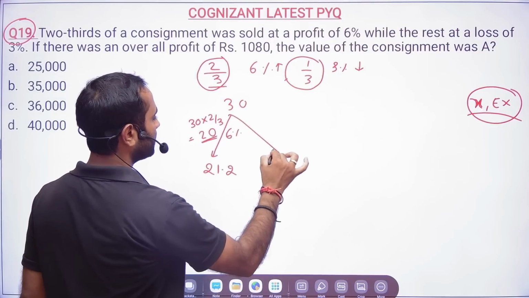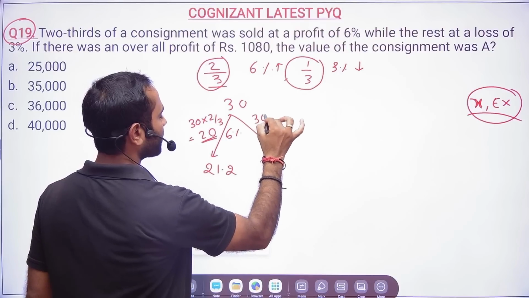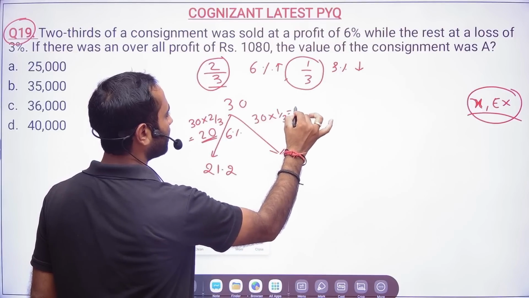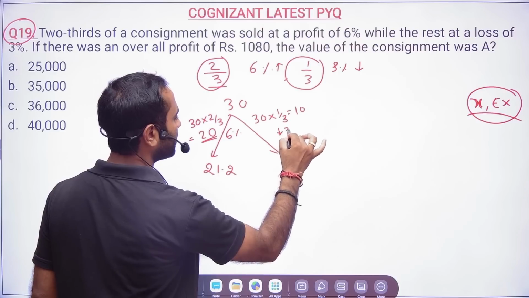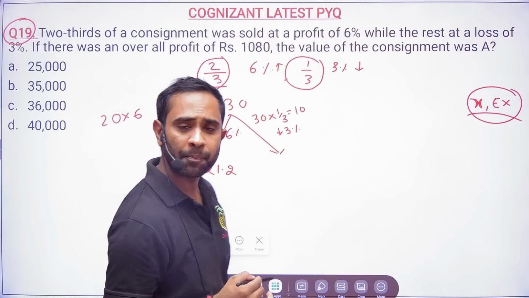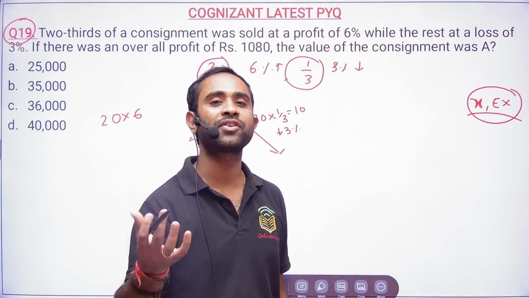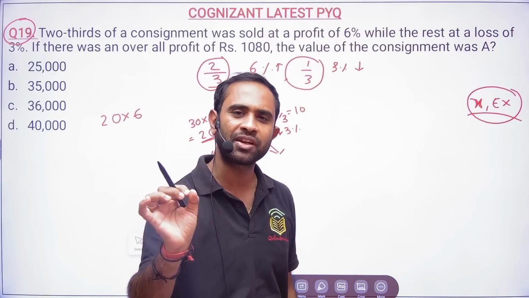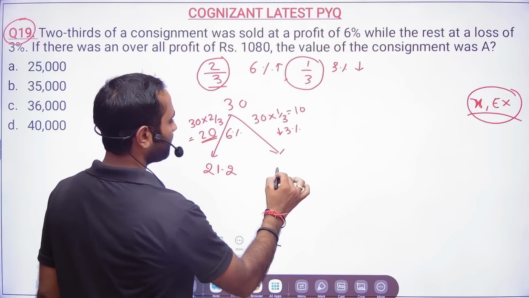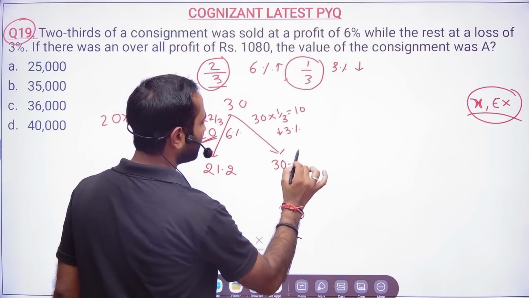Okay. Then 1/3 is nothing but 10. So this you are selling at 3% loss. So 3% of 30 will be 9, but 30% of 30 will be 9, so 3% will be 0.9. So here the loss will be 0.9.